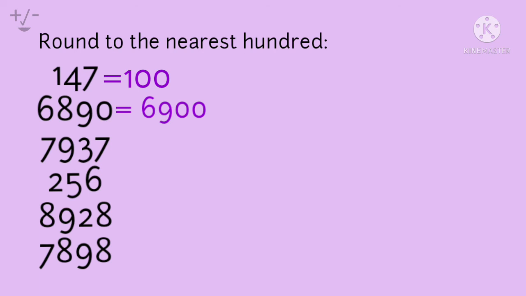For the third question, we have 7937. We look at the tens column, and in this case we have 3. Since 3 is lower than 5, we round down this number to 7900. Have a go at the next 3 questions on your own, and then check your answers.